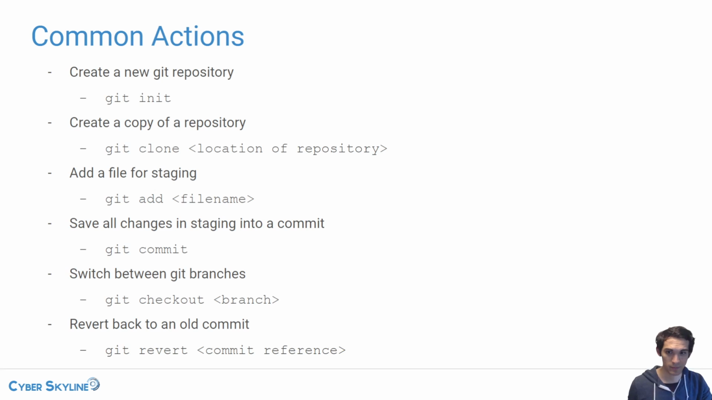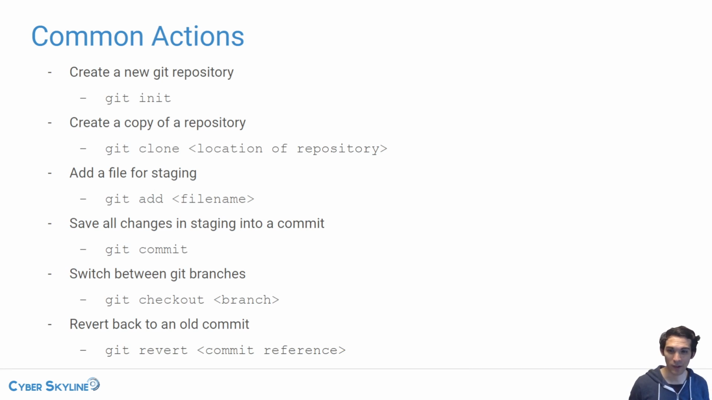If you want to take a file and the modifications from that file and add it to staging, meaning that you want to add it to the queue to be committed in the next commit, you do git add and then the file name. To actually go and take everything in staging and save it, you do git commit. If you want to switch between the different branches, you can do git checkout to switch between branches, git branch to create a new branch. And then if you need to roll back to a previous commit, git revert, and then you give the reference to that commit. So we're going to take a look at some of these features in our demo today.